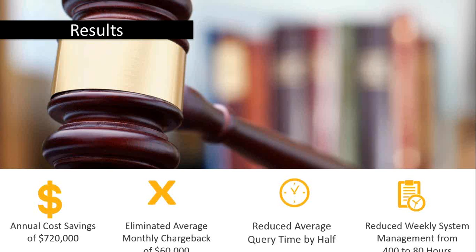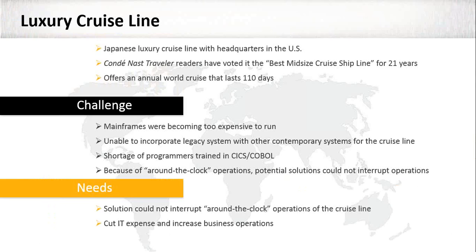The customer had an annual savings of $720,000 per year and eliminated $60,000 in monthly chargebacks for mainframe time. I think that's pretty impressive. Their performance improved too. The query times were cut in half, and the weekly system management for the system was reduced very significantly. Our second case study is a luxury cruise line.